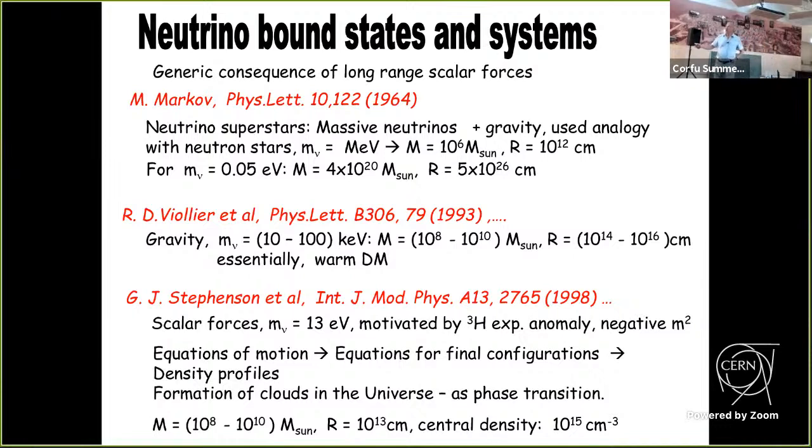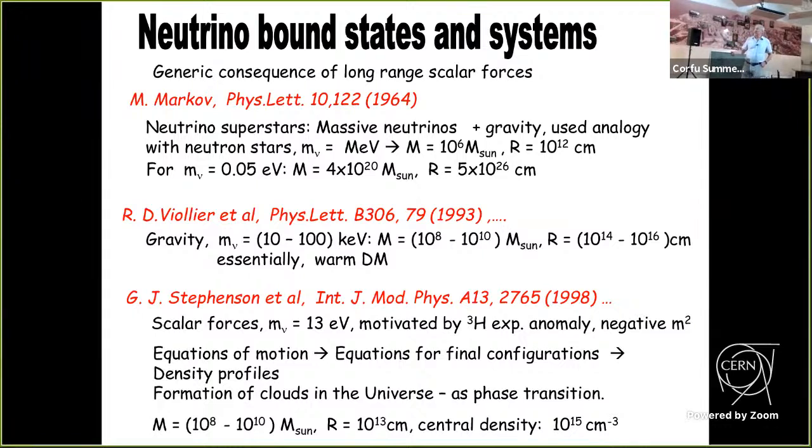However, if you use the present very small masses, then the mass of this neutrino star is 10 to the 20 solar masses, and the radius is close to the radius of the universe. Now, a group of people used mass of neutrinos in the 10 to 100 keV range, and this is essentially a warm dark matter case. This is usual standard gravity. However, if you introduce new interactions which are much stronger than gravity, then you may have something interesting at scales which you want to have.